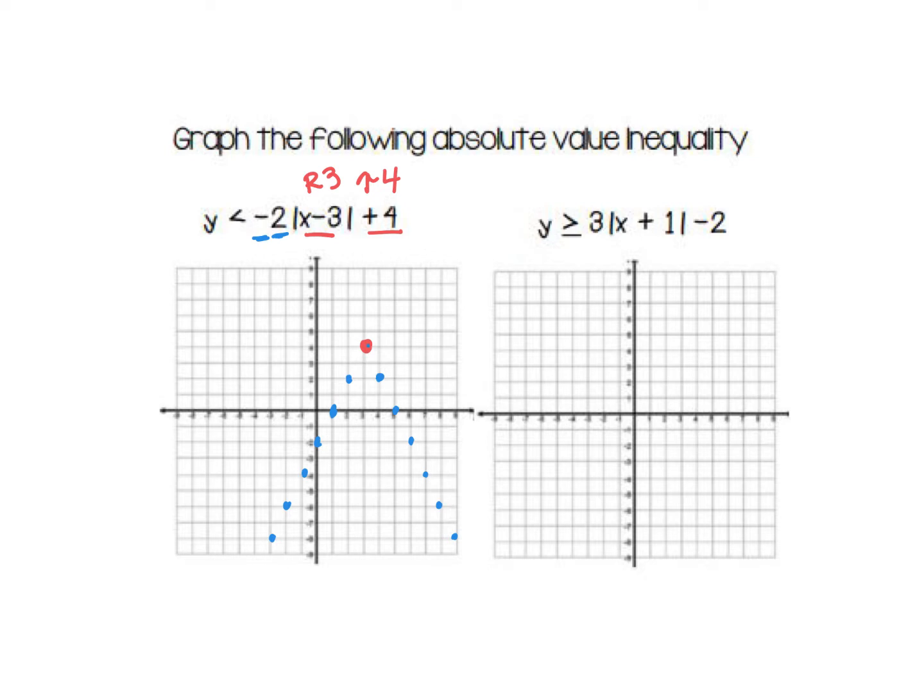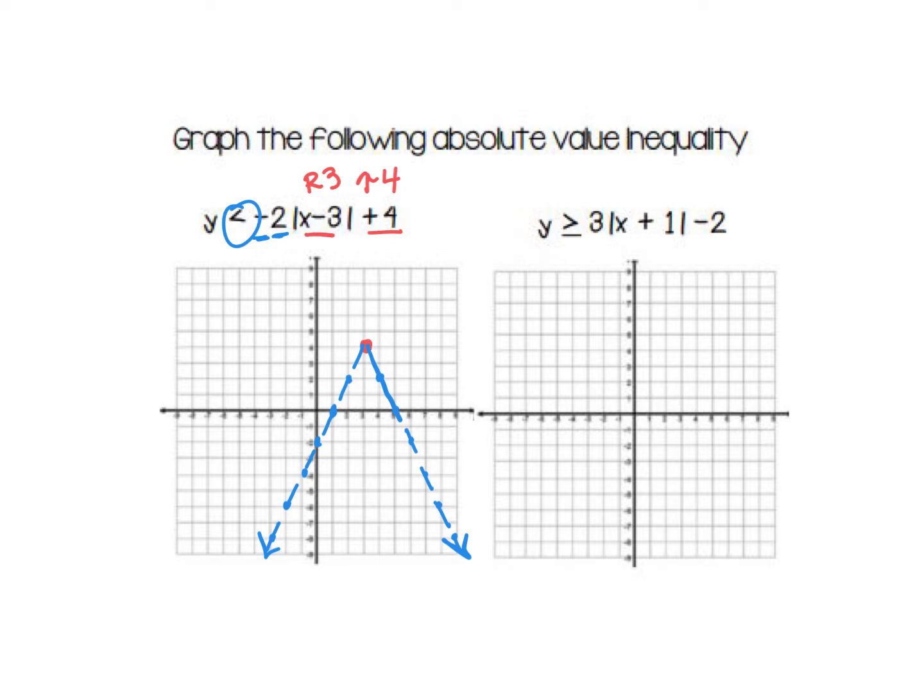Now with inequalities, there's also shading that's involved. First off, notice that I'm drawing a dashed line. The reason I'm drawing a dashed line is because there's no line underneath the inequality. If there's a line underneath, then we know that the line is solid. So here it's dashed.